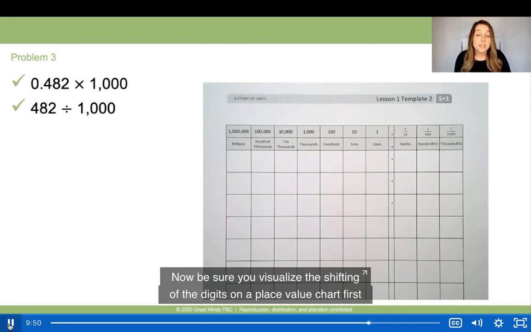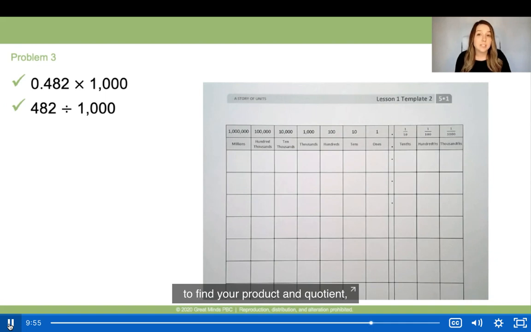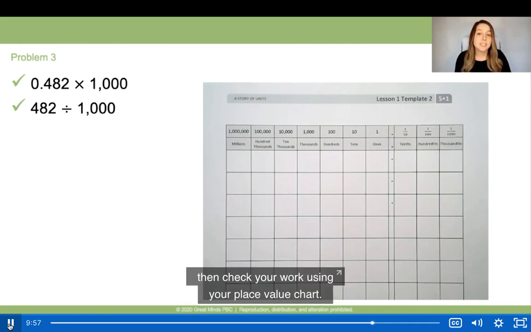Go ahead and pause the video now. Be sure you visualize the shifting of the digits on the place value chart first to find your product and quotient. Then check your work.